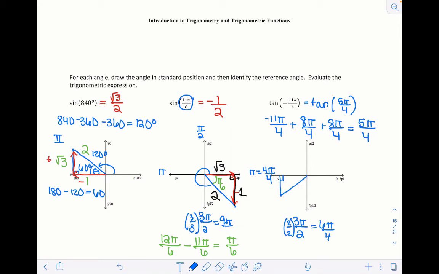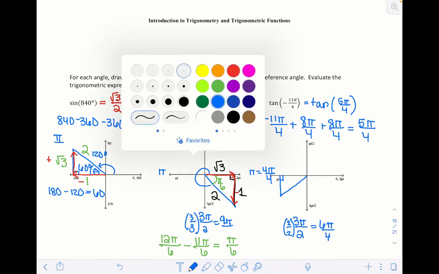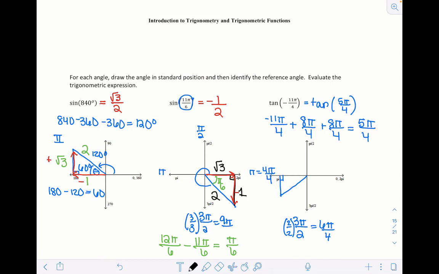We need to find the reference angle. I've already said that it's going to be pi over 4, but I want to show you the steps to do that anyways. So 5 pi over 4 is that rotation. So you would actually do 5 pi over 4 minus pi, which is 4 pi over 4, which is pi over 4. This is the same as 45 degrees, so that's the same right triangle that we're working with.